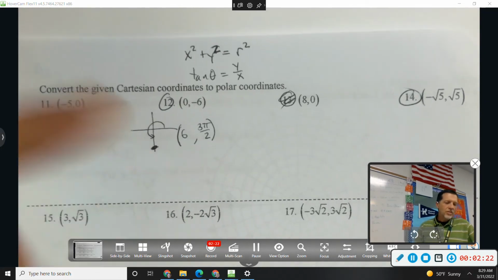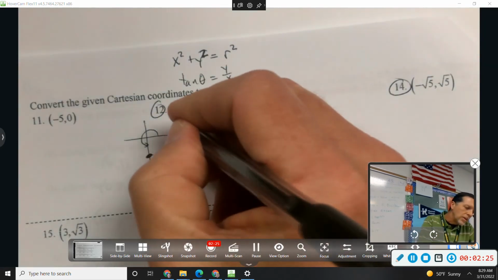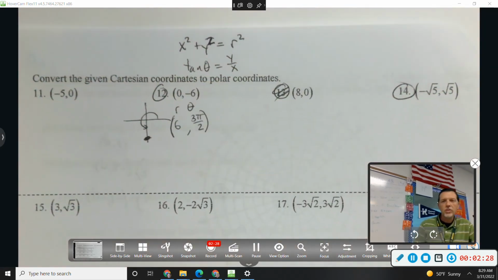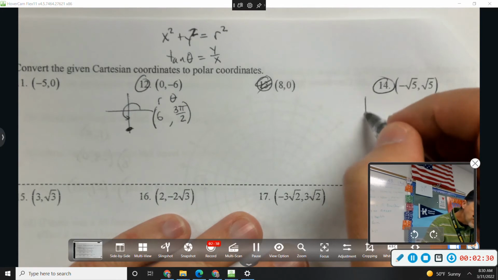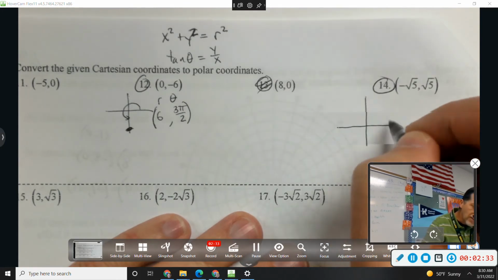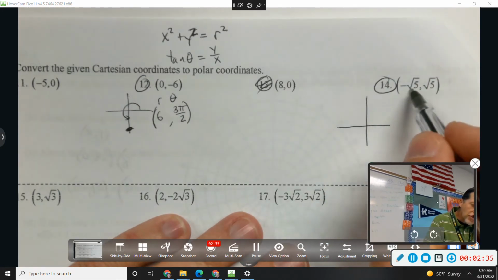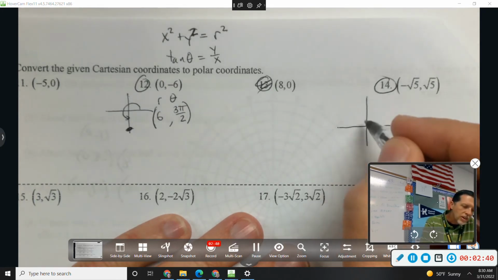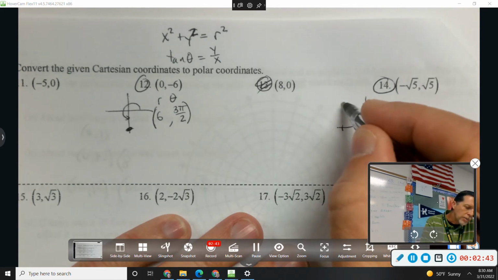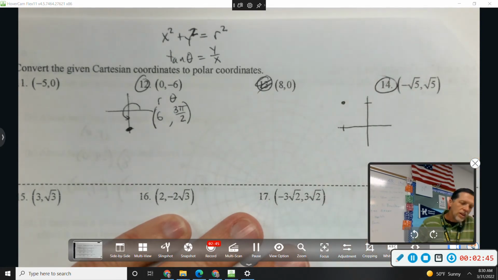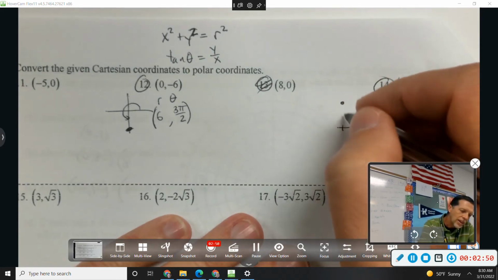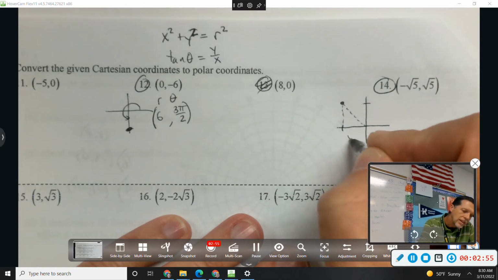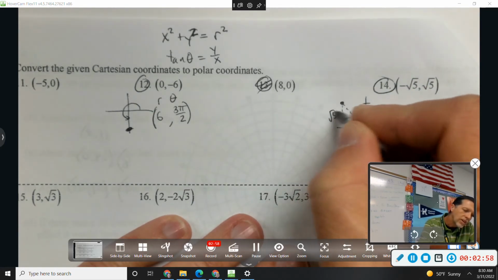I think I'll leave that one as a look-at-it-and-figure-it-out problem, because on 14 we probably will need to use the equations. Although it's still not a bad idea to graph it. Negative root 5, comma, root 5. I don't know what square root of 5 is, but they're equal to each other. So however much back I go is how much up I will go. And you know what? I think I know what the angle is.